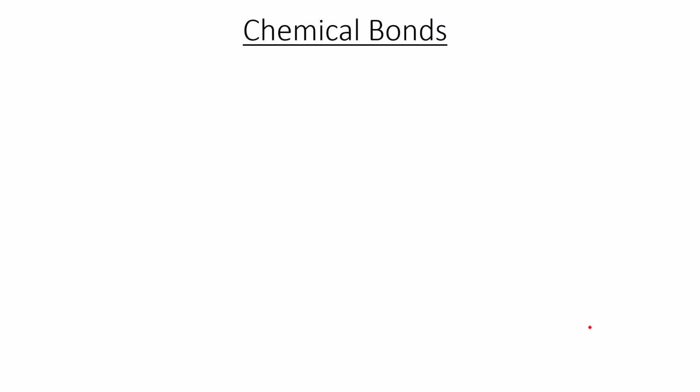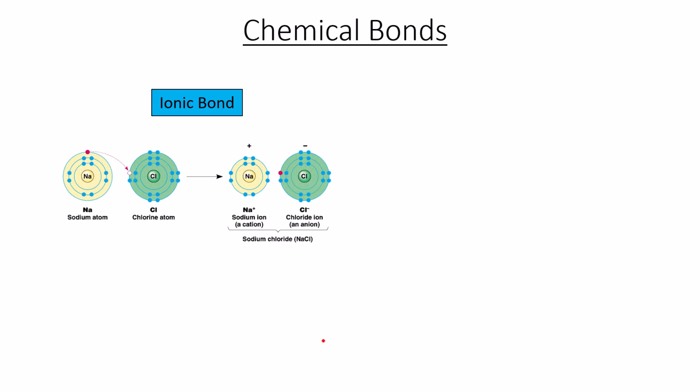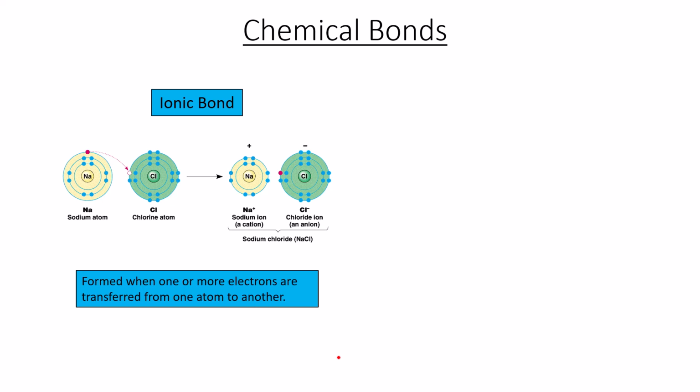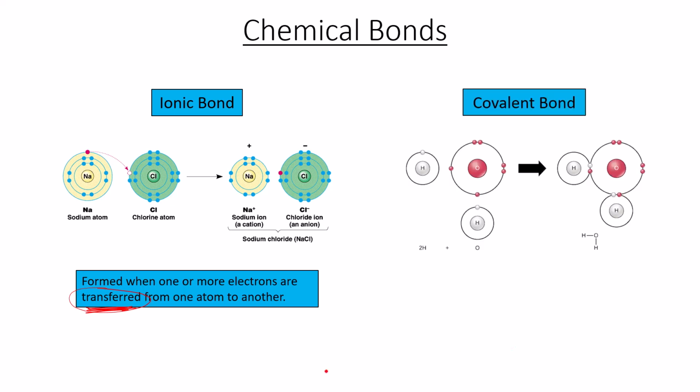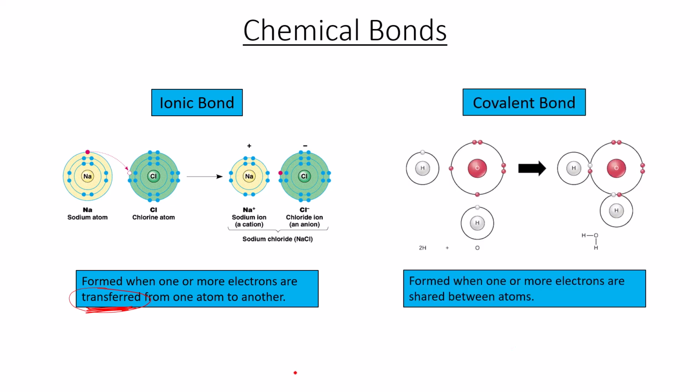When talking about chemical bonding, there are 2 main forms of chemical bonds we want to talk about. There are ionic bonds. Ionic bonds are formed when 1 or more electrons are transferred from one atom to another. Okay, keyword transferred. And covalent bonds are a really strong bond that are formed when 1 or more electrons are shared. Again, keyword shared.